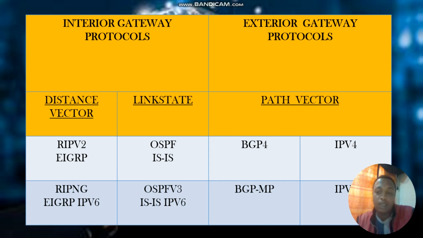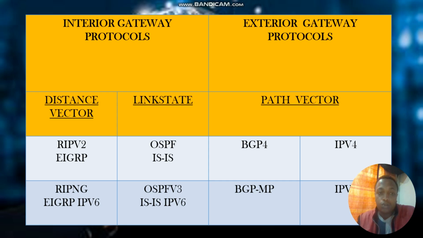For interior, they help us to communicate inside our networks. So we deploy different routers in our networks, and we are able to communicate through interior gateway protocols between the routers that we have in our internal networks. For external networks, or networks that are outside our administrative control, we use what we call exterior gateway protocols.